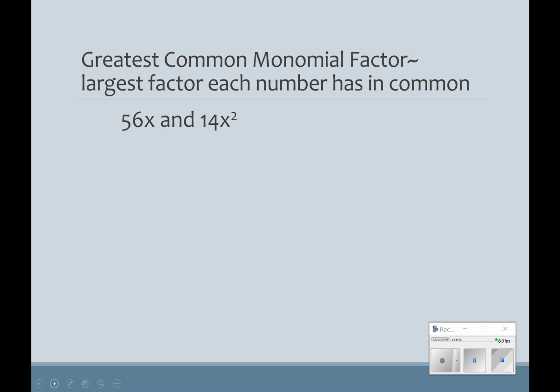So to find my greatest common monomial factor, and some of you might have it already in your head, I'm going to take my factors of 56, and I'm just going to write them as pairs. So 1 and 56, 2 and 28. I should double check that one. I'm quite sure that's what it is.